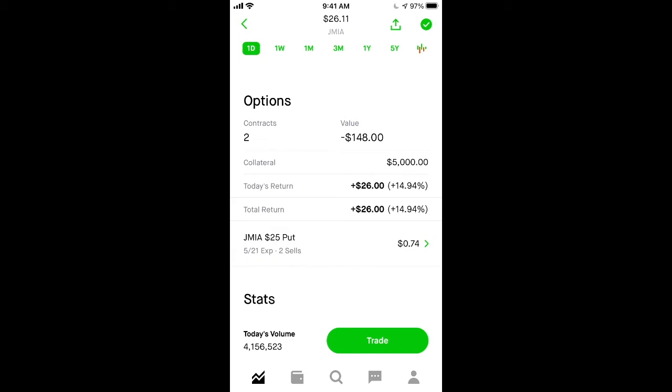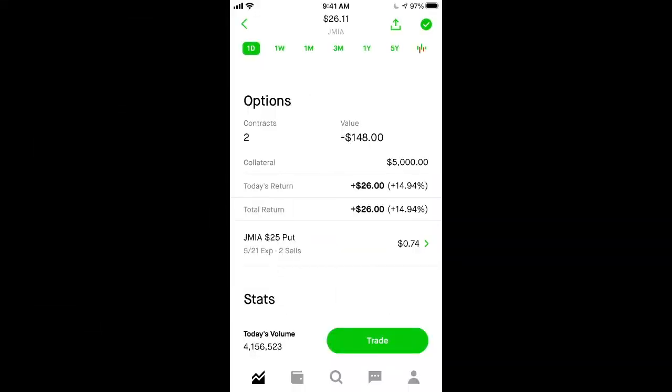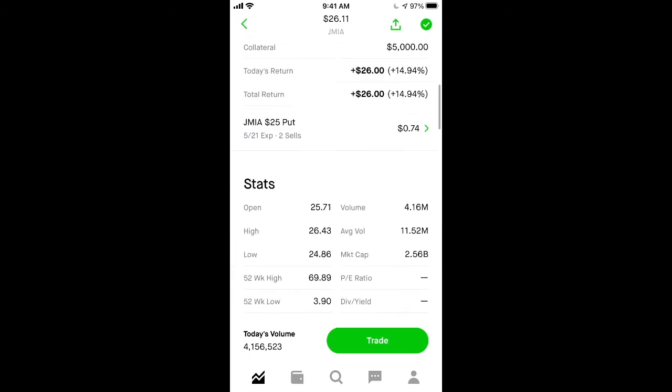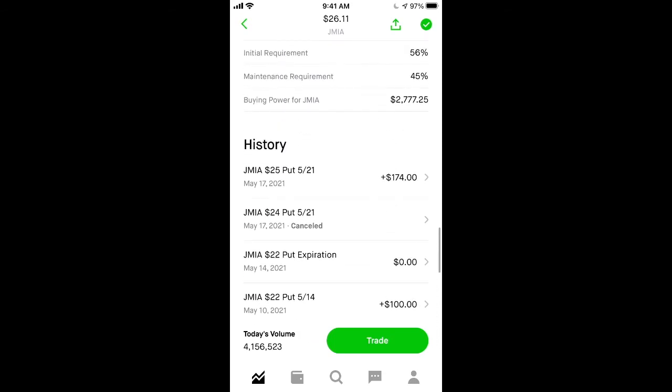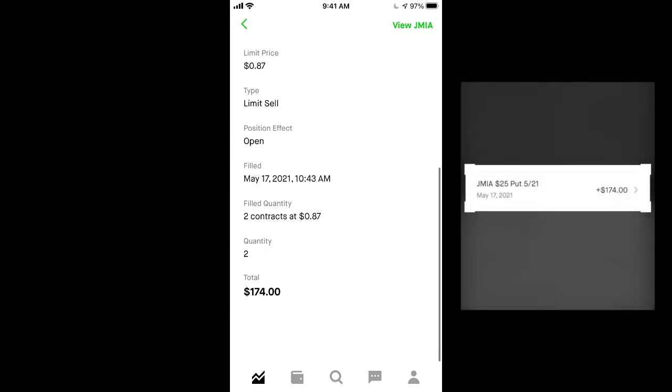The main thing with options is that as time goes by, the value of the option goes down. So let's say on Monday you open an option contract. By Friday, either the stock price gets to the option price and you buy the stock, or it doesn't get to it, and then you get to keep the profit, this $174. You get to keep that profit right there.